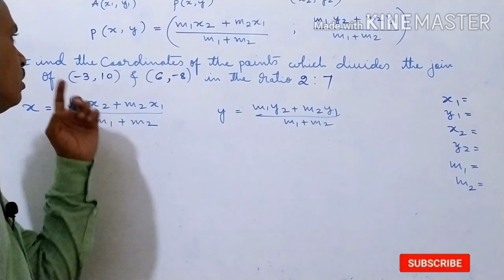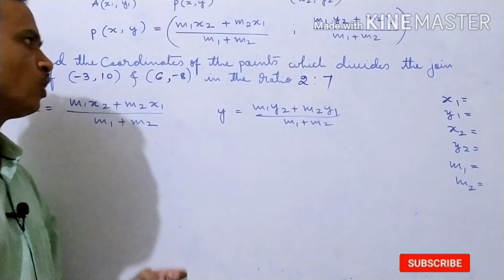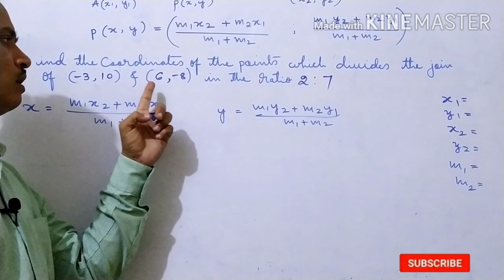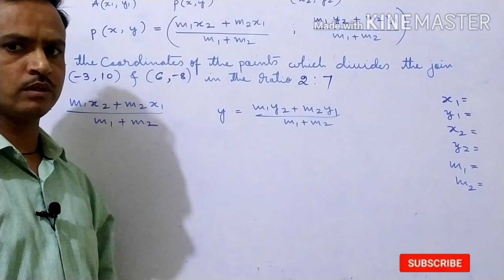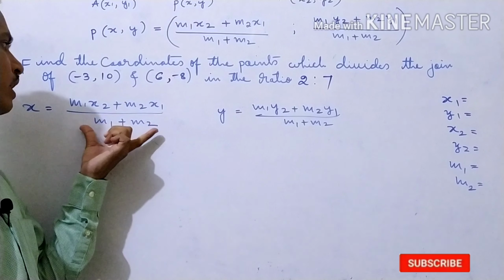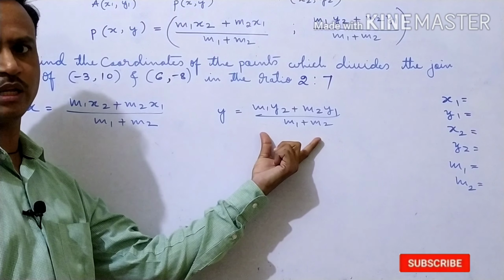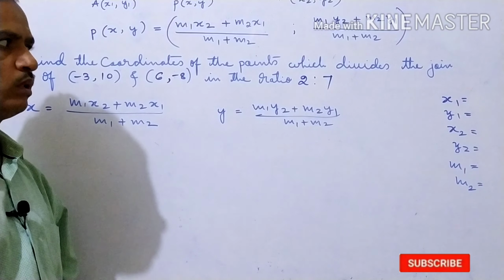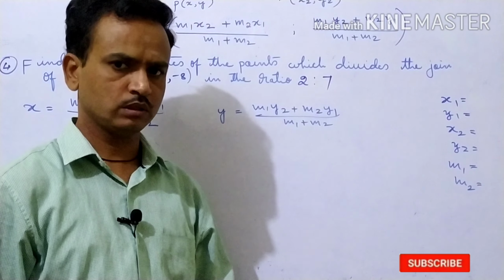Question number 4. Find the coordinates of the point which divides the join of minus 3 comma 10 and 6 comma minus 8 in the ratio 2:7. Now, to find the x coordinate, x value, use this formula. To find the y value, y coordinate, use this formula. Then first you have to write down in a rough column all the x1, y1, x2, y2 and m1, m2.